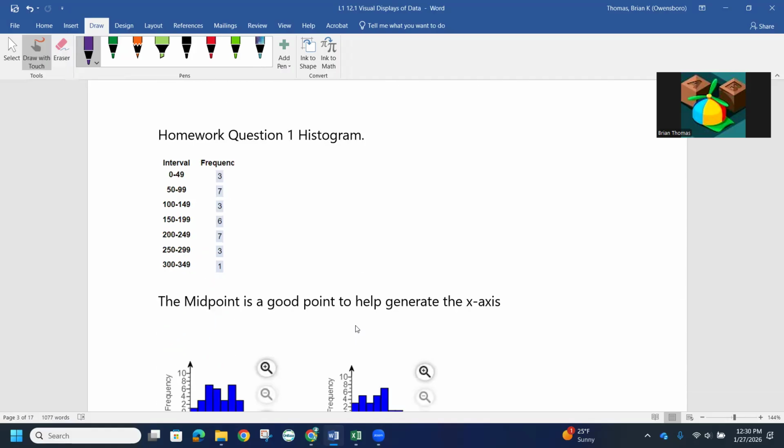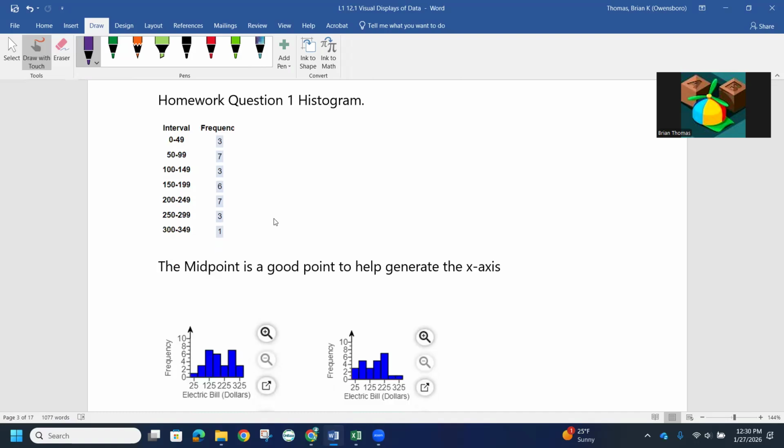So in our question one, notice how we've already got the frequencies figured out. For this example, it was 3, 7, 3, 6, 1, 7, 3, and 1. So that was our frequencies for this particular example. It looks like this may be a little bit different than we had a minute ago. So for this example, we have 3, 7, 3, 6, 7, 3, 1.